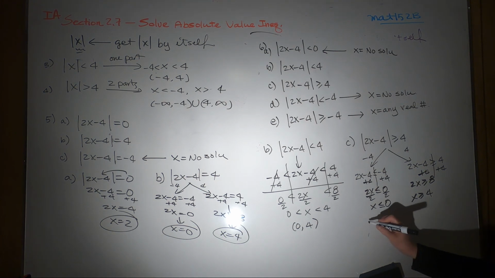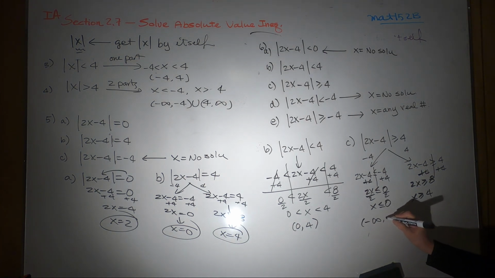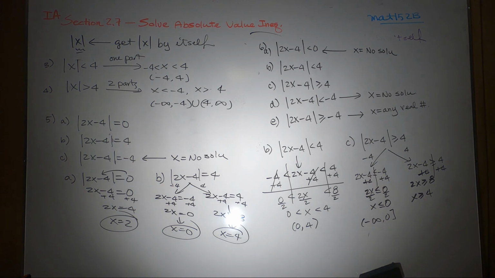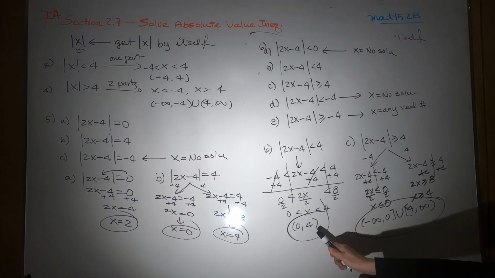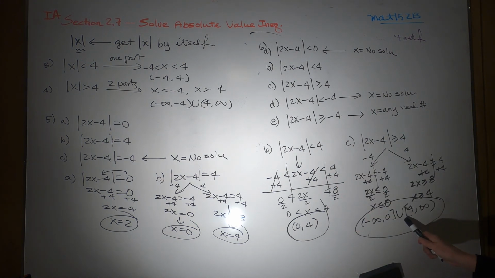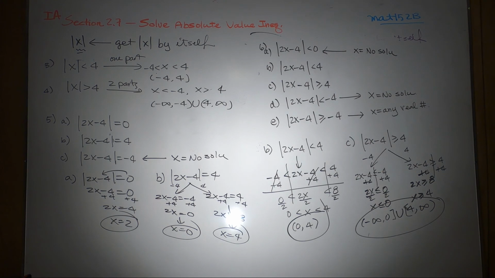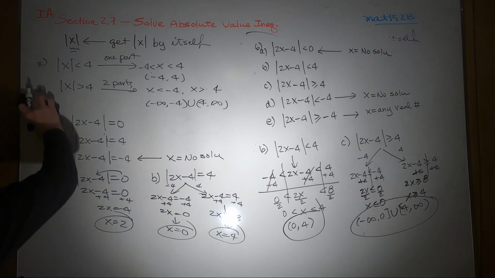1 part is this. So this one is negative infinity to 0 with bracket. Then this one is what? Beyond 4, that will be 4 and infinity bracket. Then you do union. 2 parts answer. Then less than, you will have 1 part, right? Between 0 and 4, it's less than in between here. Then outside will be what? Bigger than. Right?